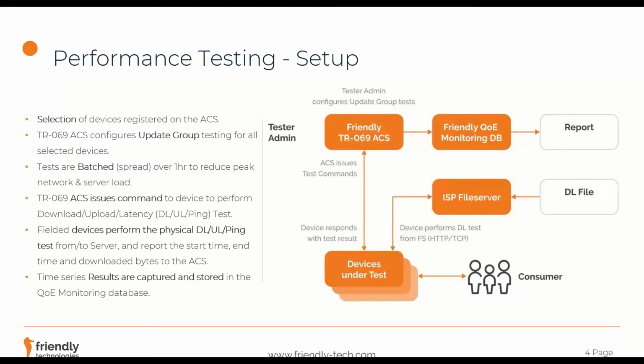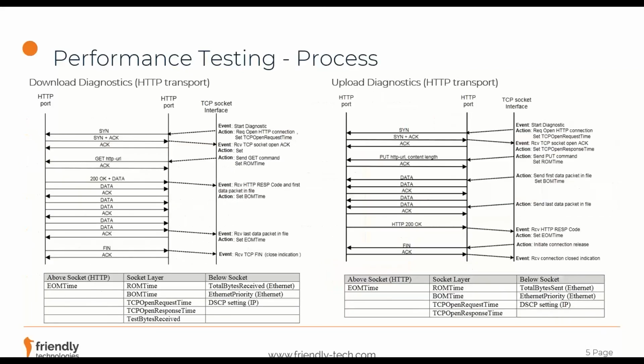So on the diagram, we have an ISP server. It could be the same as the ACS, or it could be a separate defined file server. The file server is responsible for hosting the download and upload files and actually performing the FTP or HTTP transport. This is a bit of technical detail. I will leave this in the presentation.